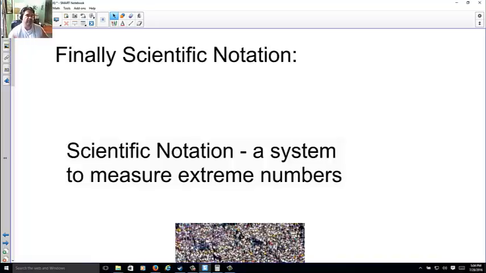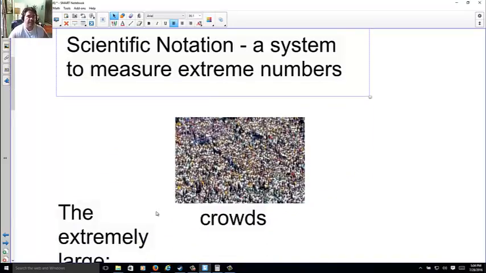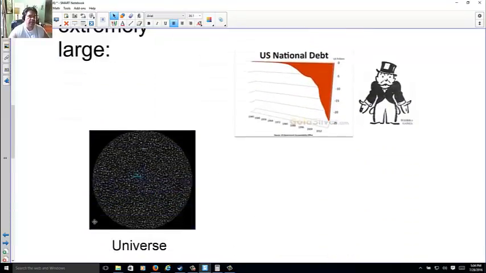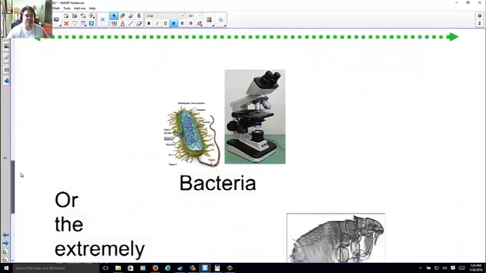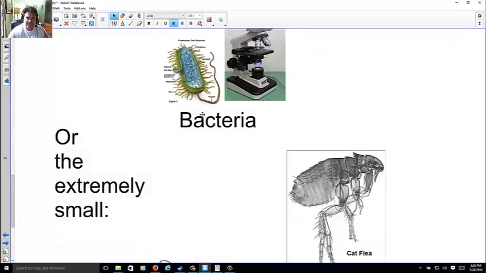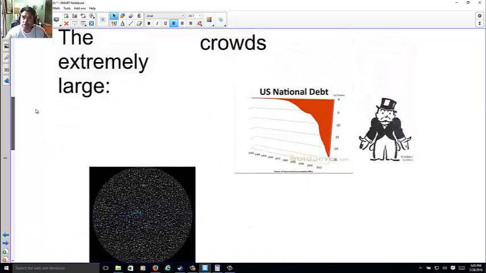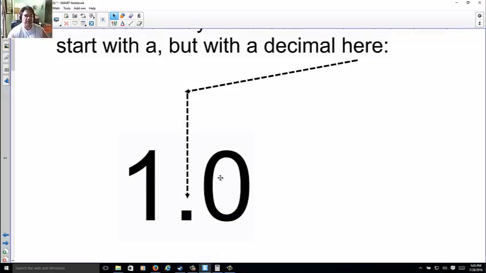Now, the last thing is scientific notation. Scientific notation is a system to measure extreme numbers, such as the extremely large, such as large numbers of people in a crowd, or the universe, or even larger, the national debt. But that's an argument for another time. Or the extremely small: bacteria, maybe a flea, or the atom. But mostly the extremely large national debt. The easiest way to do scientific notation is to start with a 1.0, in other words, the number 1, with the decimal between the 1 and the 0.